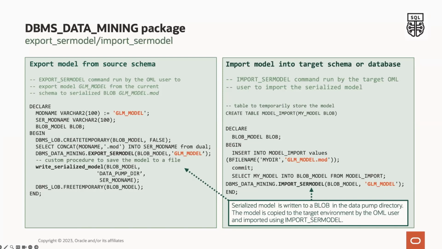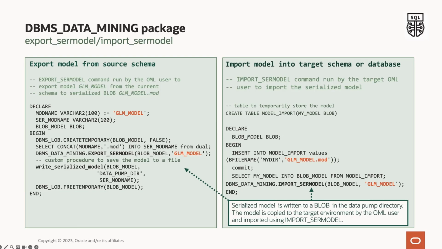The target schema can reside in the database or another database. So on the left, an OML user exports a model with the same GLM model to a serialized blob with the name glmmod.mod in the data pump directory. Again, any directory that is defined as a directory in SQL by the user and accessible by the user will work. So on the right, the serialized model is then saved to the data pump directory in the target environment by the target user. It is then saved in a temporary table and then imported into the target schema.